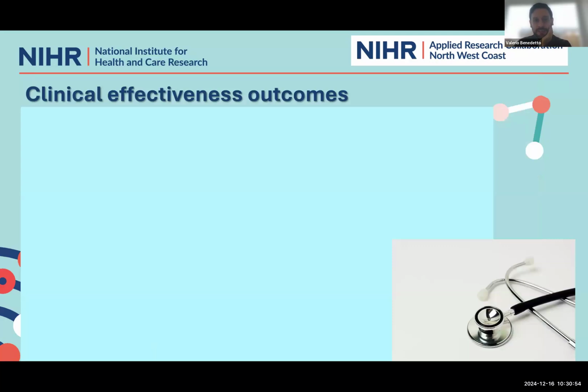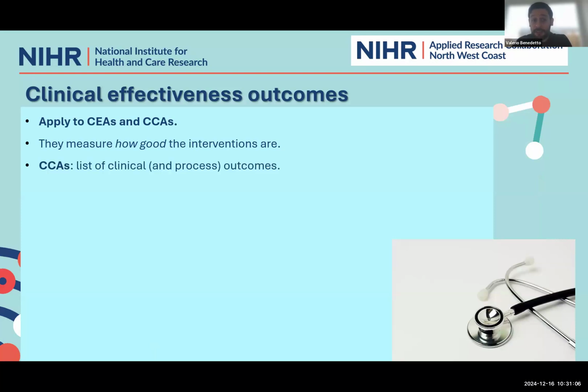Now, let's talk about clinical effectiveness outcomes, which apply to cost effectiveness analysis and cost consequence analysis. Clinical effectiveness outcomes measure how good the interventions are, and in a CCA, cost consequence analysis, you will have all these different types of clinical effectiveness outcomes listed in a disaggregated way, all separately. There might be process outcomes as well, and some monetary outcomes like cost per patient, cost for the patient, for example. But in a cost consequence analysis, it is usually up to the decision maker to understand or have an idea about the relative importance of the different outcomes.